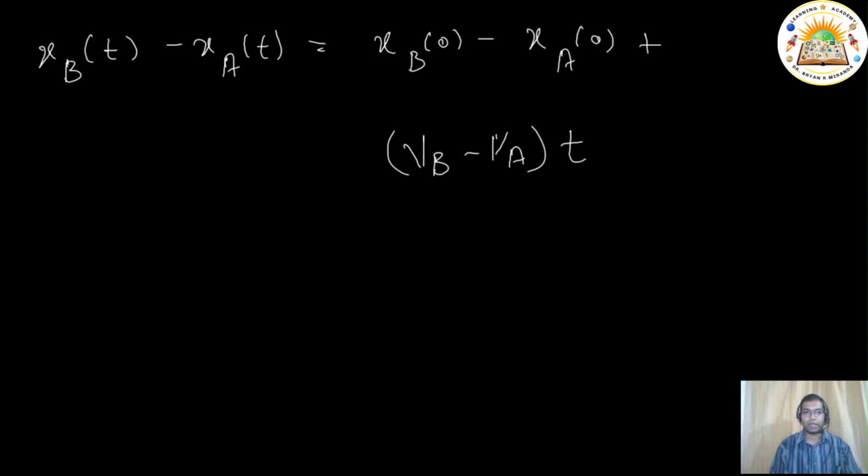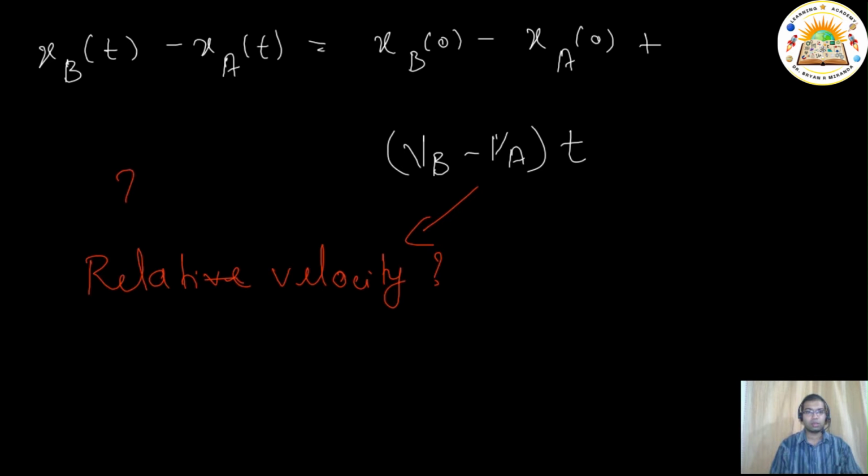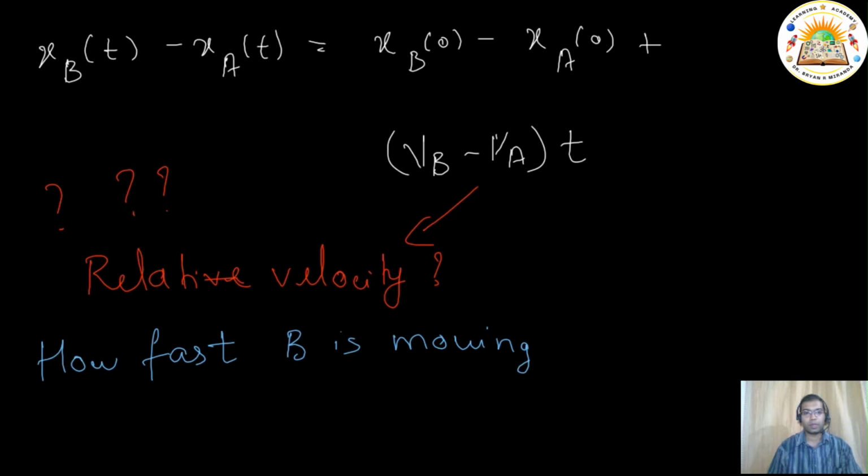So the distance at time t for two points or two objects is equal to the distance between the two objects when time was 0 plus the subtraction of the velocities. This term here, Vb minus Va, is relative velocity. Now when I say relative velocity, the question is, with respect to what? Relative, that is, how fast B is moving compared to A.